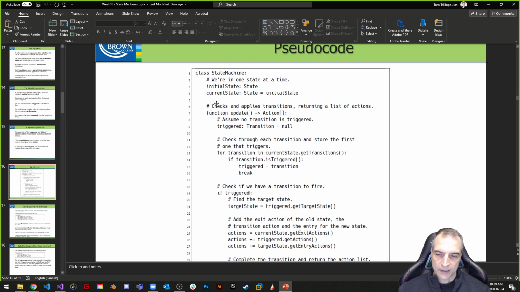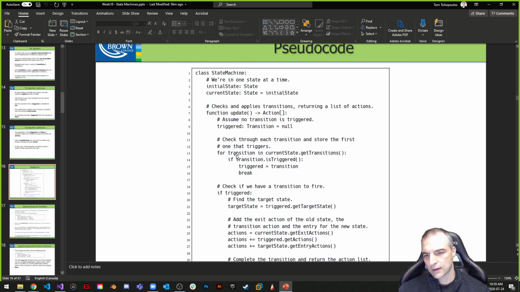So this update function returns an action every frame. We look and see if the state has been triggered. Triggered is a transition, the transition that's been triggered. We start off with null, so no transition has been triggered. That's what happens initially.